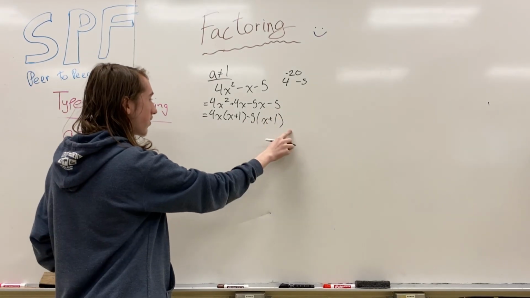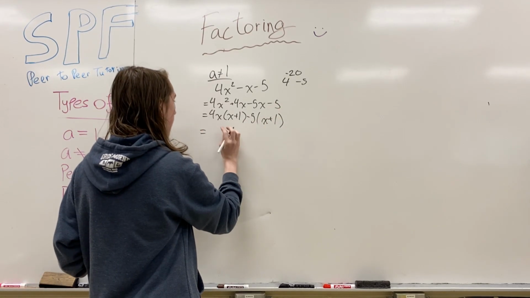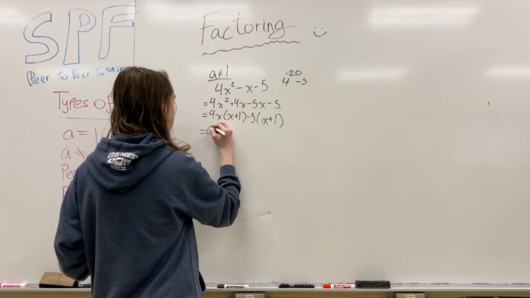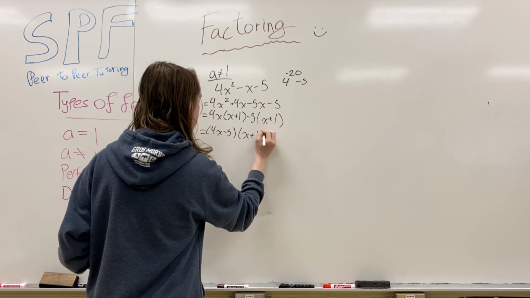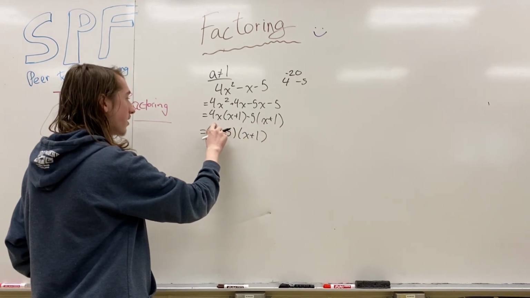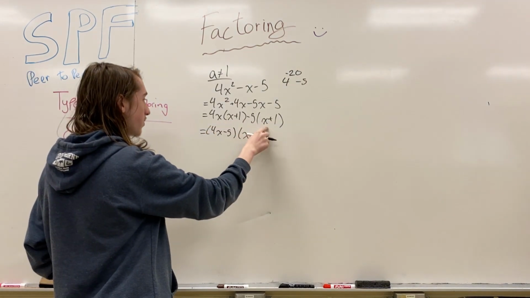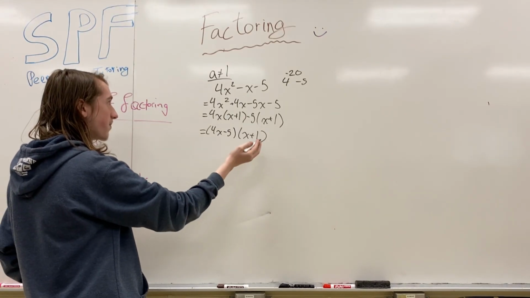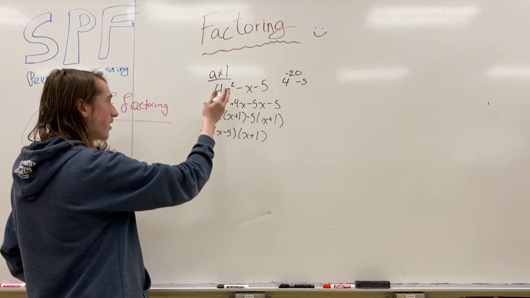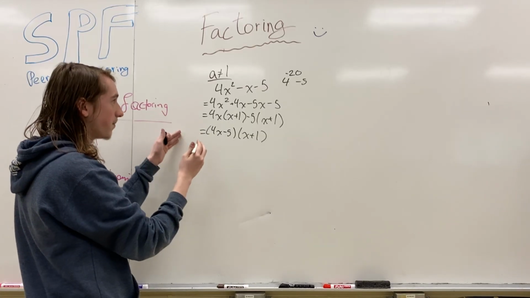So now you can rewrite this as 4x minus 5 multiplied by x plus 1, because they're both multiplied by x plus 1, you can move it on the outside. And so this is your answer. And that's how you factor when a is not equal to 1. A little bit longer, but it's still doable.